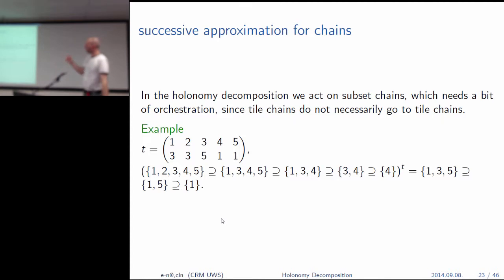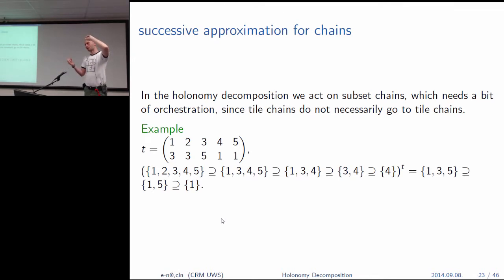So as you can see, we have this transformation T, and we act on this chain, and we get a lot shorter chain. And that's exactly the source of the problems inside the Holonomy decomposition, that you act on a tile chain, and it may go into a chain which is not a tile chain anymore because you lose the property of being maximal.